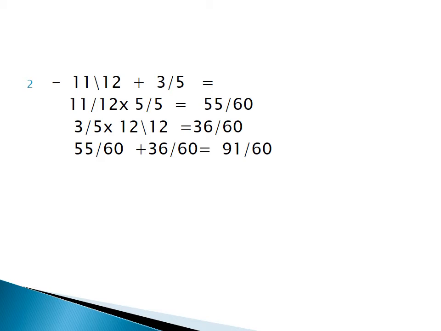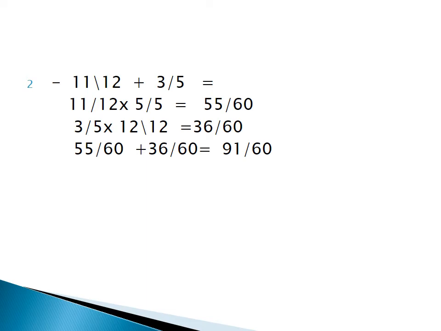5. 11 by 12 multiply by 5. 11 multiply by 5 and 12 also multiply by 5. 11 5s are 55, 12 5s are 60. New fraction is 55 upon 60. Write down the second fraction, that is 3 by 5 multiply by 12. 12 3s are 36, 12 5s are 60. The answer is 36 upon 60.